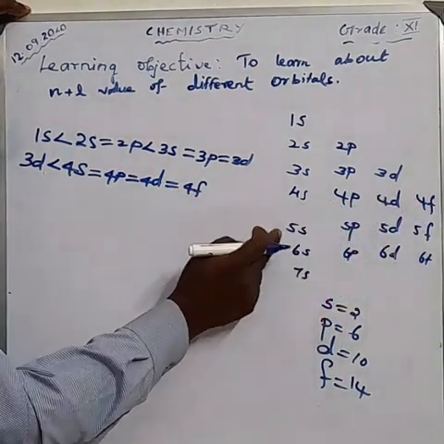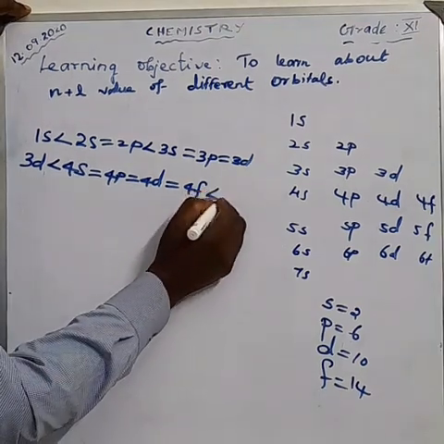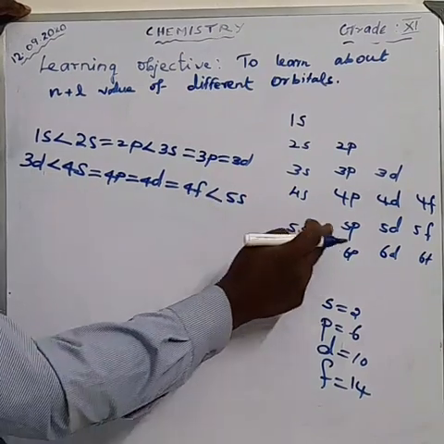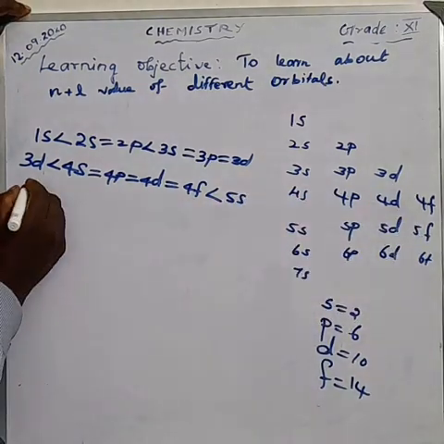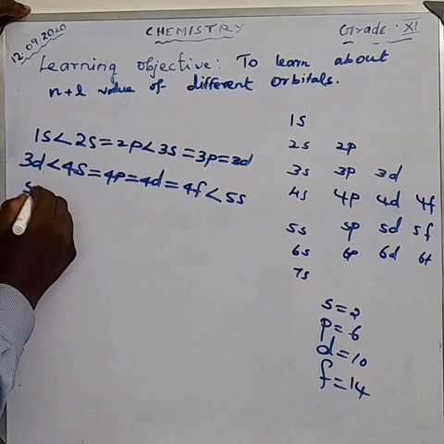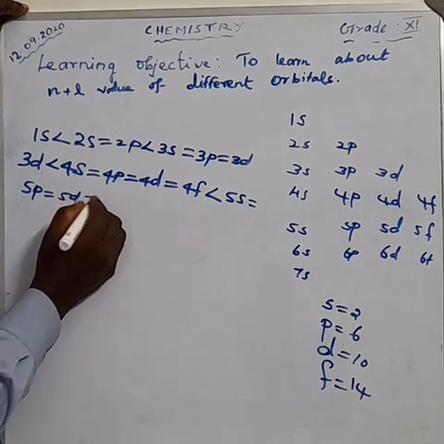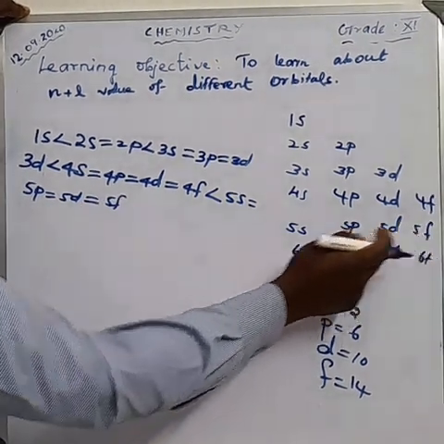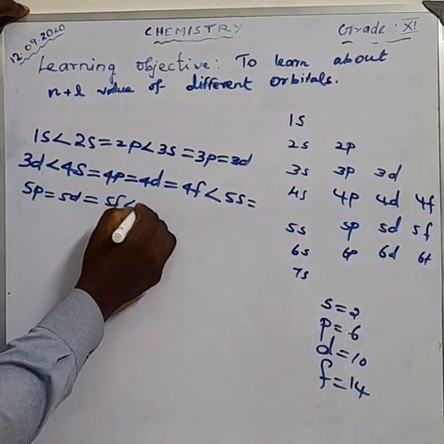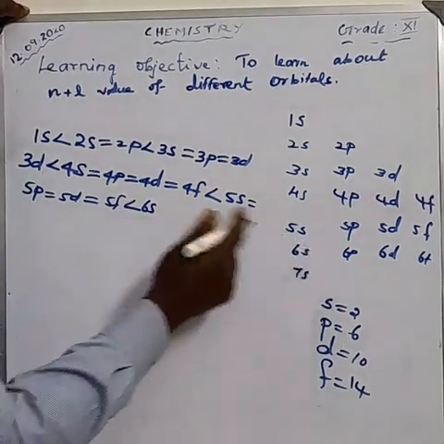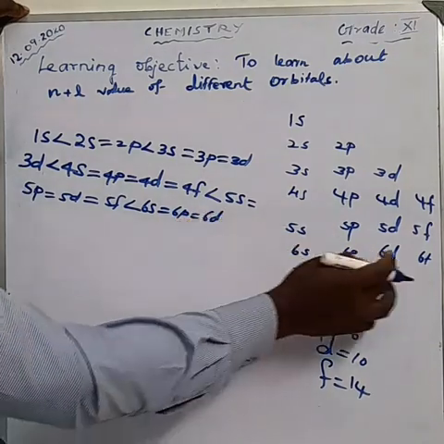And 4f is less than 5s. Clear? This 5s is equal to 5p, 5p is equal to 5d, and 5d is equal to 5f. This 5f is less than 6s, and 6s is equal to 6p, 6p is equal to 6d, and that is equal to 6f.